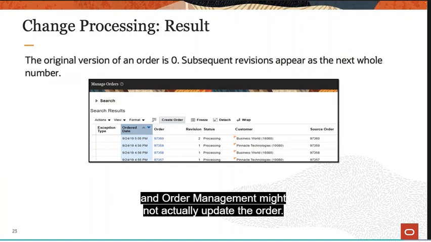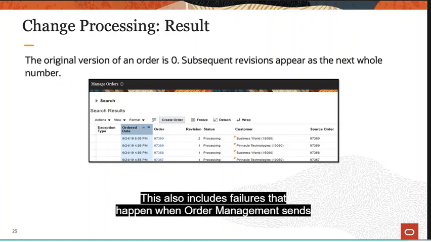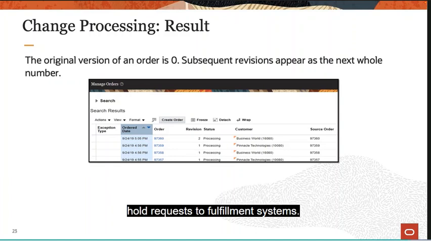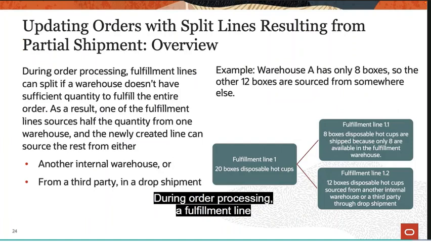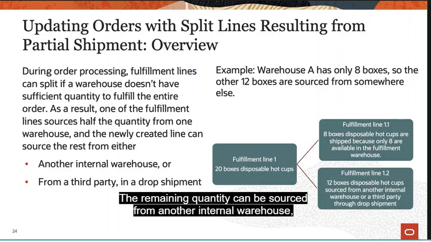During order processing, a fulfillment line can be split when a warehouse doesn't have enough quantity to fulfill the entire request. In that case, the original fulfillment line ships part of the quantity from the first warehouse, and a new line is created to supply the remaining quantity. The remaining quantity can be sourced from another internal warehouse, or it can be sourced from a third party through drop shipment. For example, if warehouse A has only 8 boxes available, the system can ship those 8 from warehouse A and create the remaining 12 boxes from a different location.